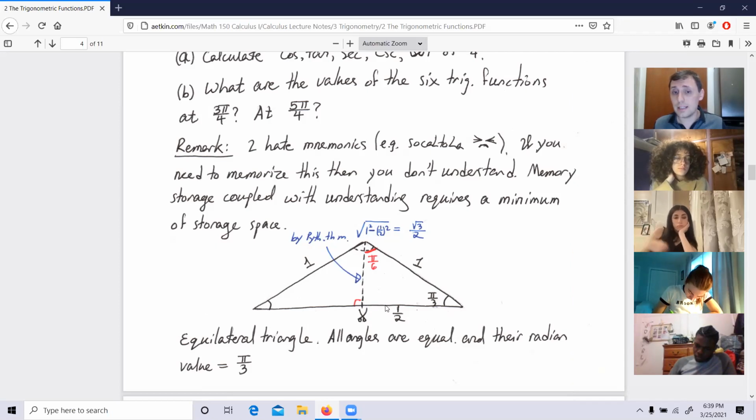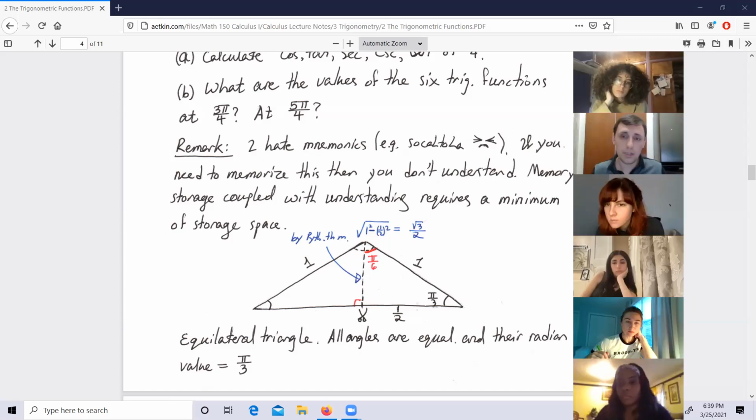Now this side is now 1/2. And now what do I obtain? I obtain a right triangle with angles pi over 3, pi over 6, sides 1/2, 1, and the remaining side, it's the square root of hypotenuse squared minus side squared, which is root 3 over 2. Are you with me? Do you see how I obtain root 3 over 2?